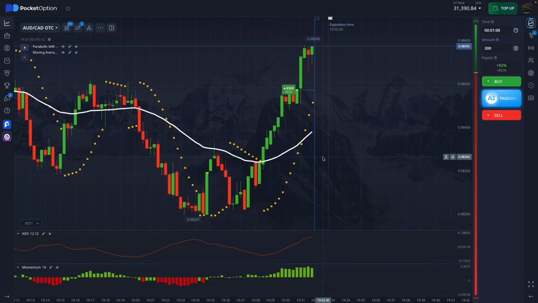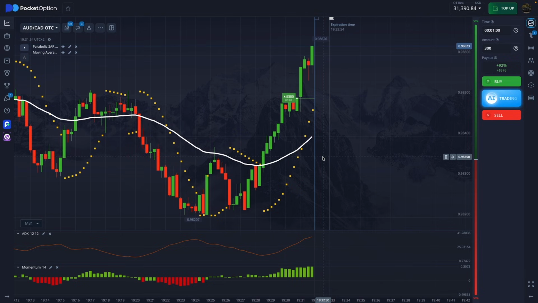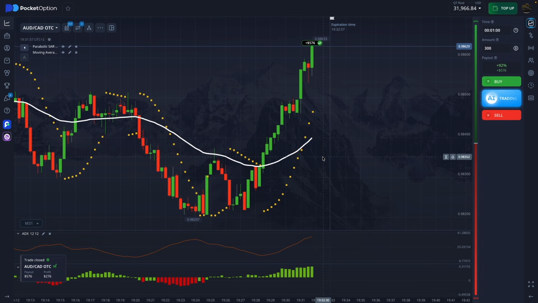There are only a few seconds left until the trade closes. The price has grown quite well, so I simply take this trade in profit.